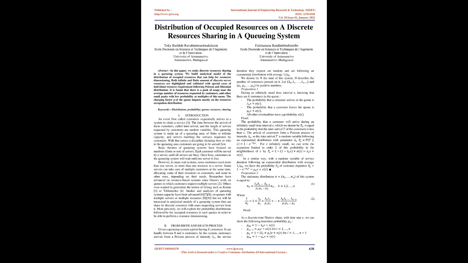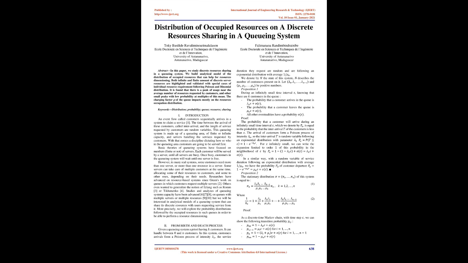Introduction. An event flow called customers sequentially arrives in a system to claim a service. The time between the arrival of these customers, called interarrival, and the length of service requested by customers are random variables. This queuing system is made up of a queuing area, of finite or infinite capacity, and servers handling the services requested by customers. With that comes a discipline dictating how or who in the queuing area customers are going to be served first. Basic theories of queuing systems have focused on numbers, finite or not, of servers.